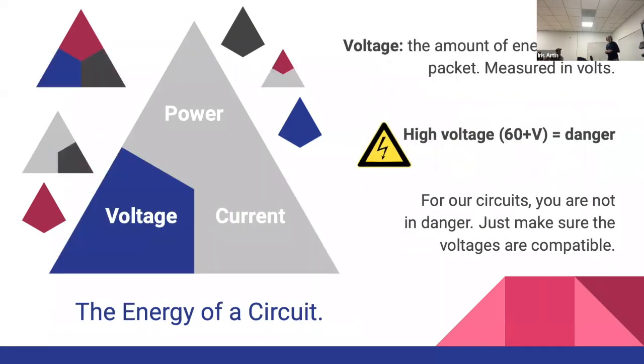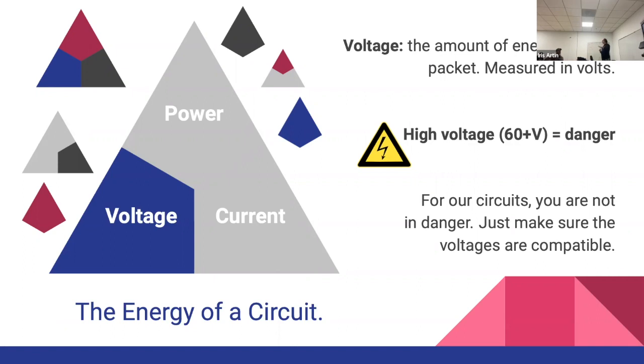And the other measurement that we have in the circuit is called voltage. What voltage describes is how much energy is in every one of those bits of energy that are moving through the circuit. It's measured in volts, as you might imagine. And just like too much current can be dangerous, too much voltage can be dangerous as well.